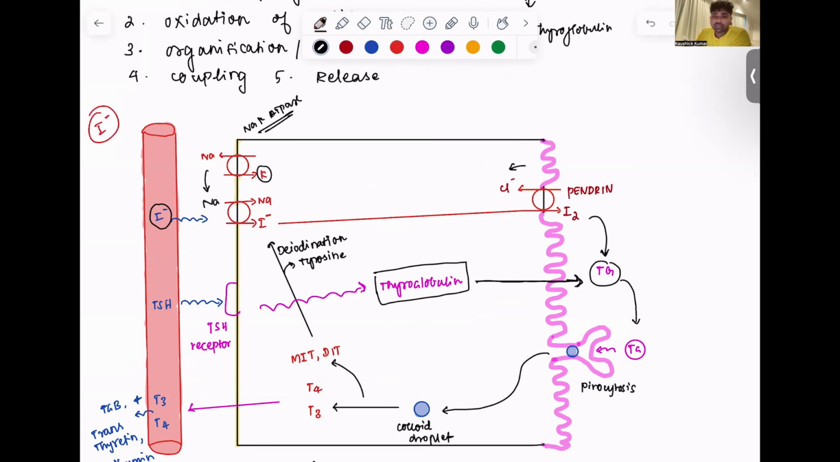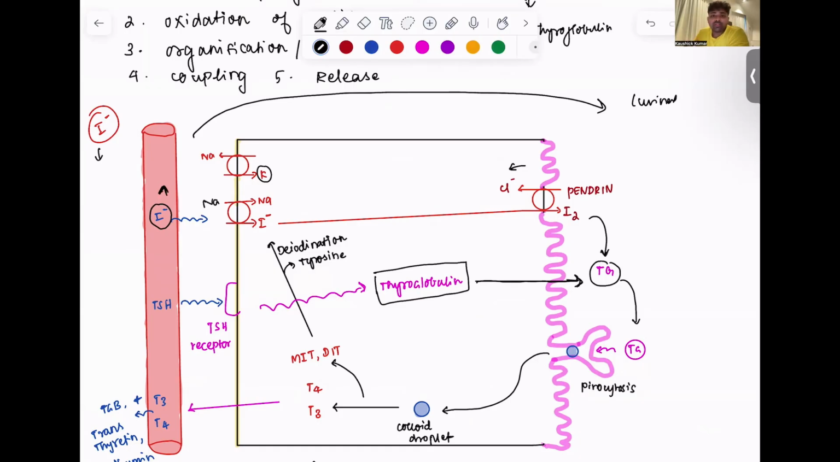Iodine is fortified with salt, so through diet we get iodine. Eventually it ends up in the thyroid gland and enters the capillary. Basically, iodine has to eventually enter the luminal cell. From the capillary side, it needs to get across to enter into the luminal cell. So how is this happening?